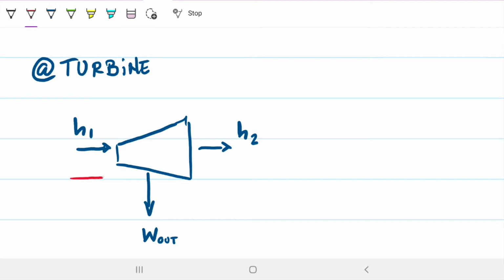Mass-wise, we have the mass flow rate from 1, right? Mass flow rate 1 here. And leaving, we only have mass flow rate for 2 because there's no mass leaving with the energy work output, right? So we have mass flow rate for 2 over here.